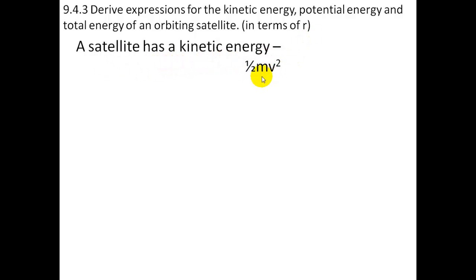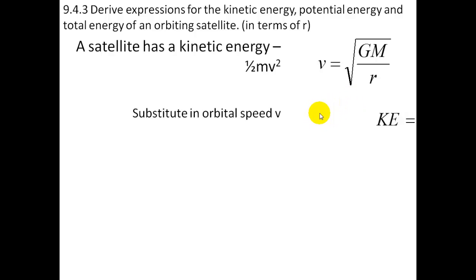Derive expressions for the kinetic energy, the potential energy, and the total energy of an orbiting satellite in terms of r. Now we know a satellite has kinetic energy, which is half mv squared. We know that the orbital velocity v is the root of GM over r. So half mv squared gives us the kinetic energy as GMm over 2r. This is the kinetic energy of an object in an orbit.